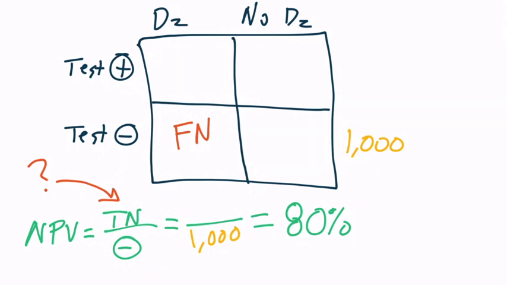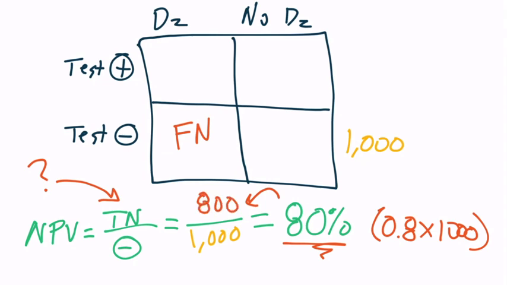After all, negative predictive value, which is 80%, is merely telling us the percentage of our negative test results that are true negatives. Therefore, we can find our true negative number by taking 80% of 1,000, or 0.8 times 1,000. And this gives us 800. So our true negative number is 800, which we will put in this bottom right box. They don't have the disease, and they tested negative.